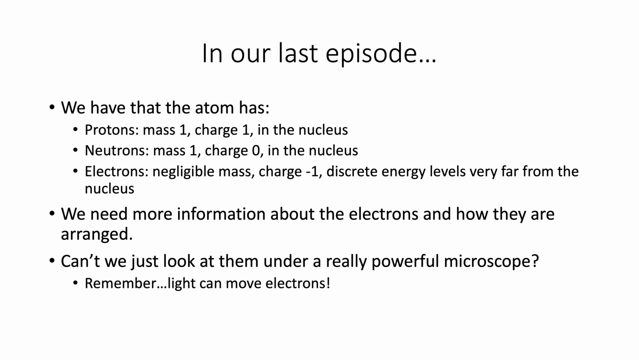So, where we had left our heroes after the last set of slides, we know that the atom has protons with a mass of 1, a charge of 1 in the nucleus, neutrons with a mass of 1, a charge of 0, also in the nucleus. We got the idea of the nucleus, if you recall, from the gold foil experiment. All right, and then electrons we know are very far away from the nucleus. We know they have a negligible mass and a charge of -1, and from atomic spectra and the fact that the lines are discrete, we know that there are discrete energy levels that they can exist in.